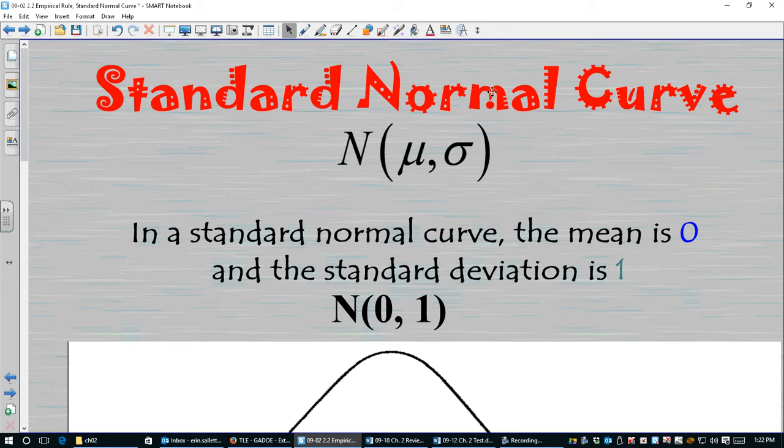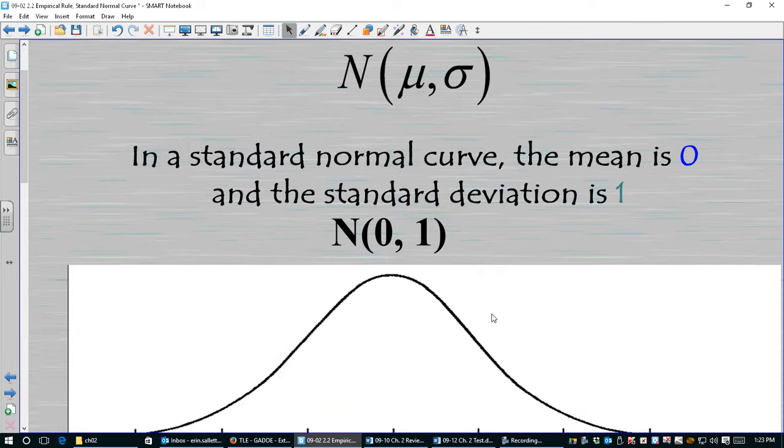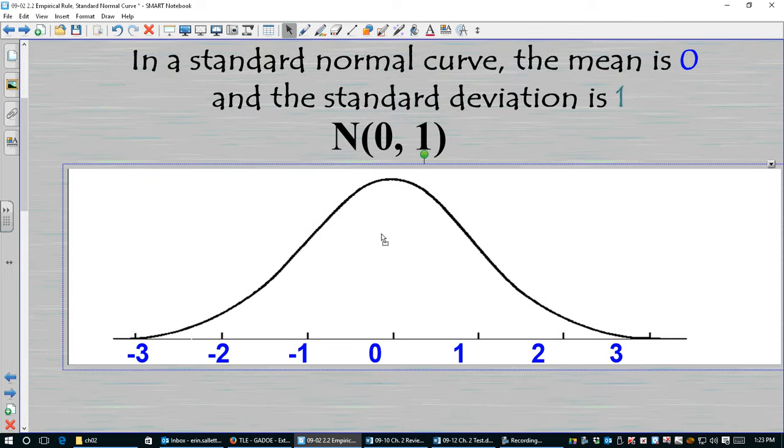We map everything onto what's called the standard normal curve. So a normal distribution, mean mu, and standard deviation sigma. The mean of this standard normal is 0, and the standard deviation is 1. So if this is our normal distribution, we're going to map it onto the normal distribution with a mean 0 and standard deviation 1. So this is the curve.